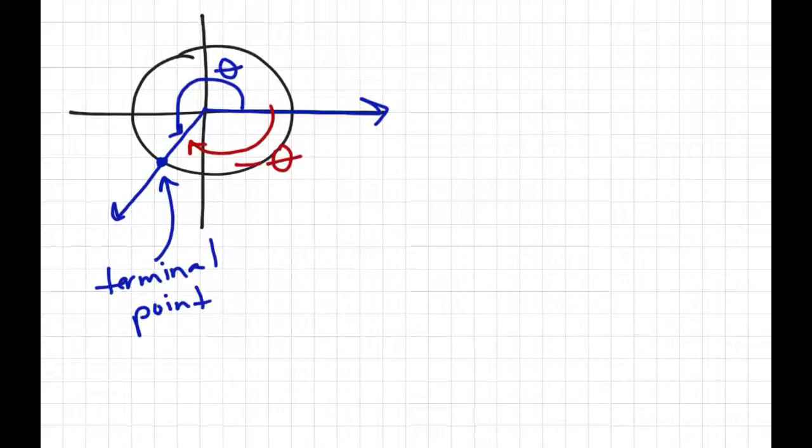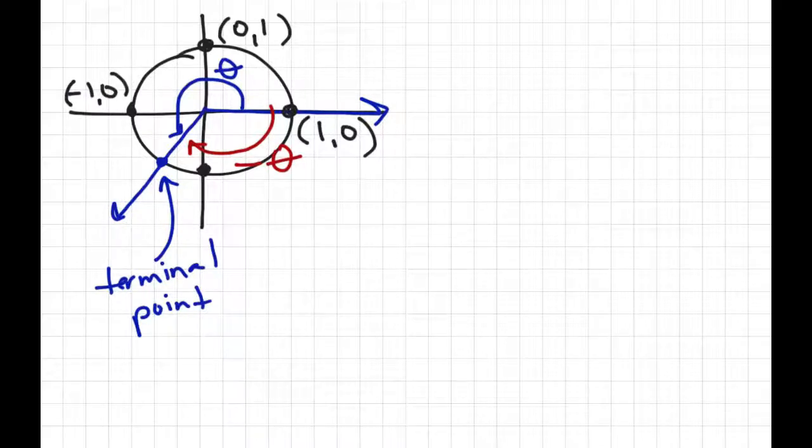Now, the other thing that's really important to remember is these 4 particular points, although we are going to end up memorizing all the terminal points for all the special angles on the unit circle. These 4 points are very, very important. This one hits the unit circle at 1, 0. This one hits at 0, 1. Over here, it's at negative 1, 0. And over here, it's at 0, 1.